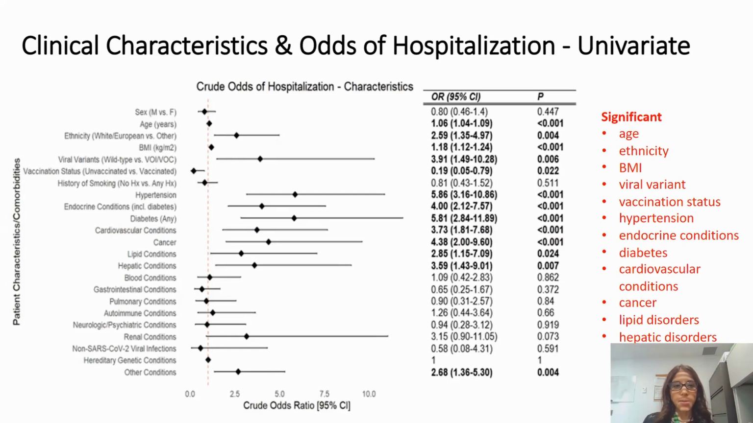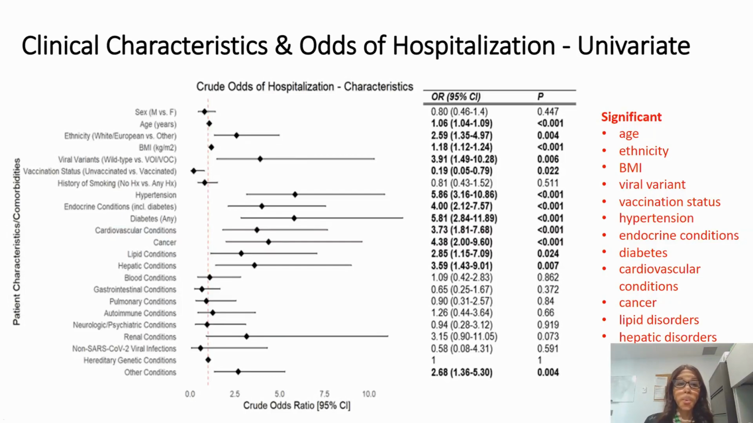So the variables that we found to be significantly increasing the odds of hospitalization included being older, being non-white or European, having a higher BMI, being infected with a viral variant, being unvaccinated, having hypertension, or having disorders that are related to endocrine conditions, including diabetes, cardiovascular diseases, cancer, lipid disorders, or hepatic disorders.